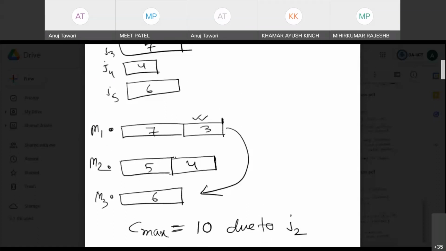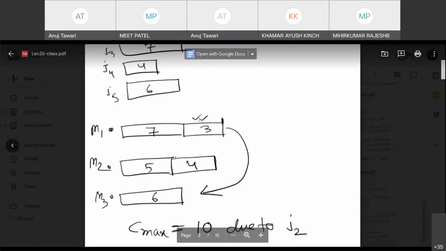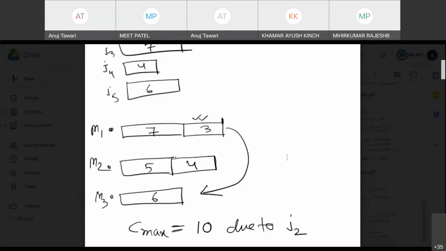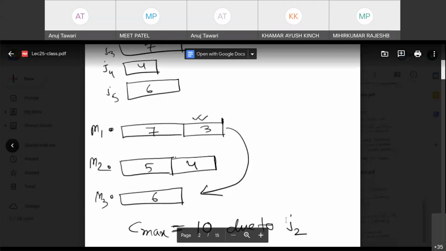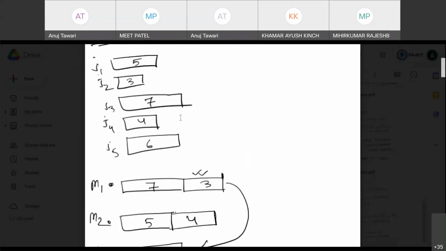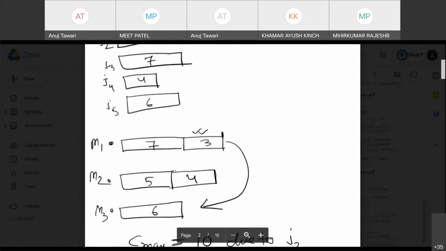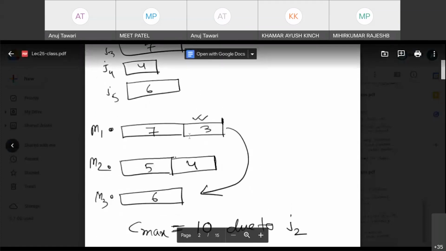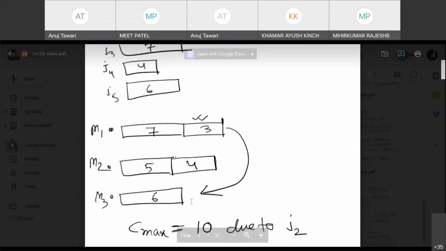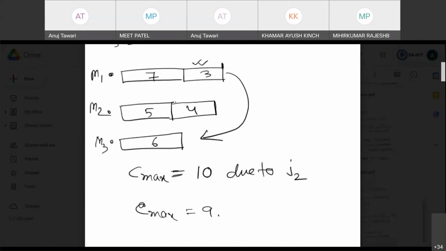So what is the makespan? It's the maximum time taken, which is 7 plus 3, 10. Okay, so C max will be 10 due to this job J2, right? So another arrangement could be that this 3 length job, we bring it to M3, right? In that case, C max will just become 9.